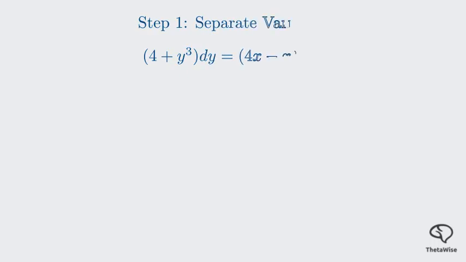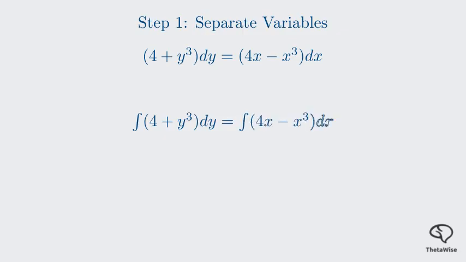Step 1 is to separate the variables. We multiply both sides by dx and by the denominator 4 plus y cubed to get all the y terms on the left and all the x terms on the right. Step 2 is to integrate both sides. On the left, the integral of 4 is 4y, and the integral of y cubed is 1/4 y to the 4th power. On the right, the integral of 4x is 2x squared, and the integral of x cubed is 1/4 x to the 4th power. Don't forget to add the constant of integration, c.